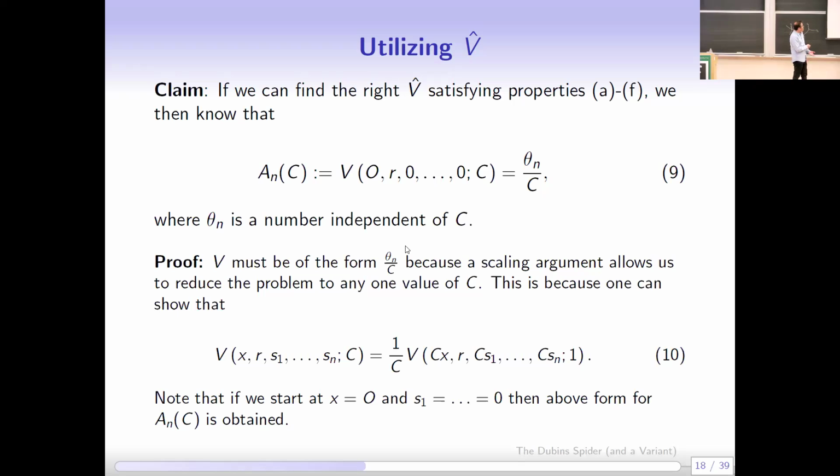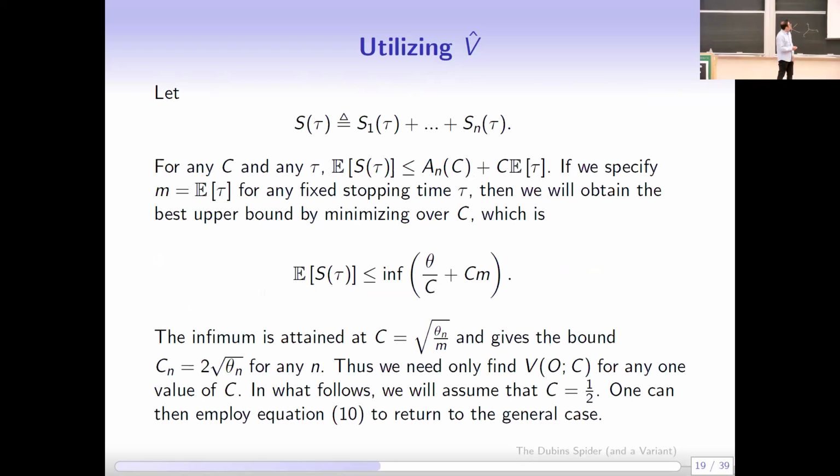V has to be of this form because by the scaling argument, you can reduce the problem to any given value of C, and that's because you can show 10. And so if you start then at the starting point, and S1, this is a typo, it should have Sn, is 0, then you'll obtain the above form for AN.